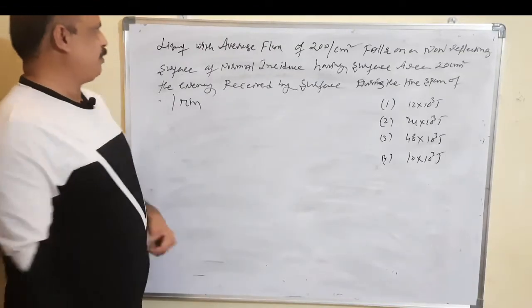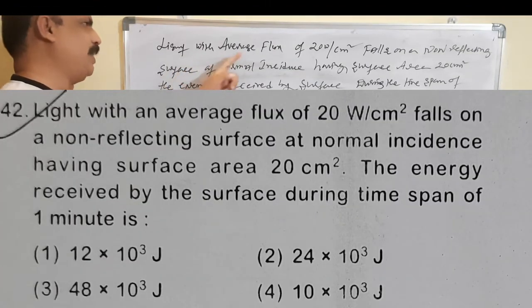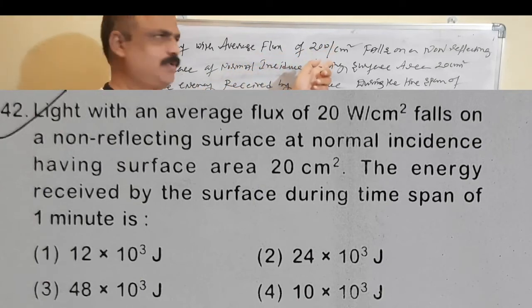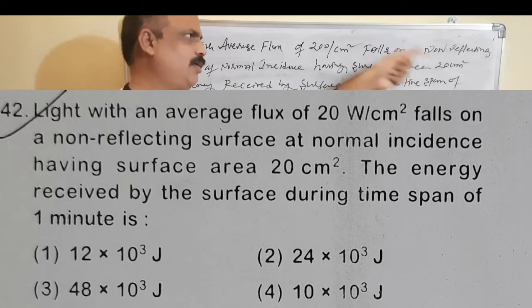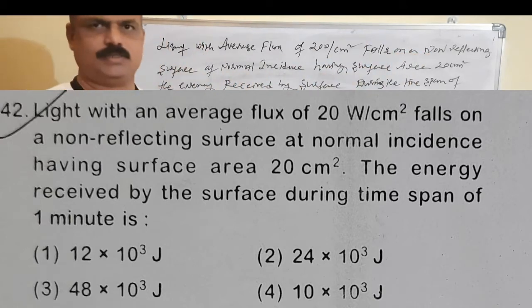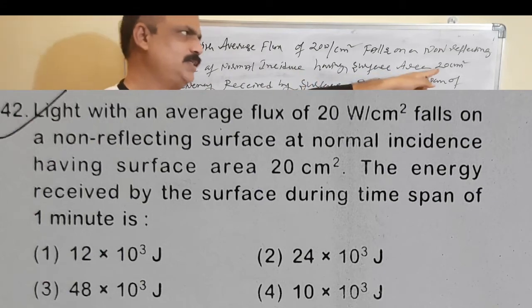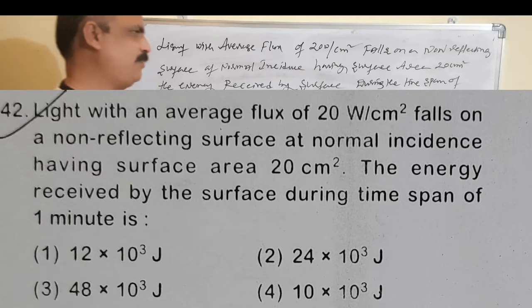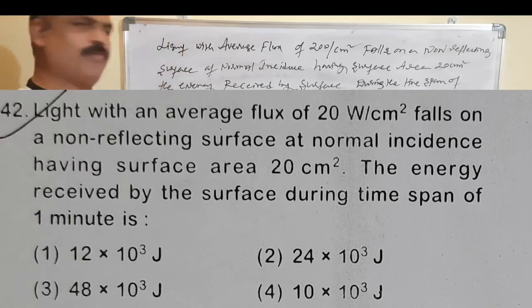So here is another problem. Light with average flux of 20 watts per centimeter square falls on a non-reflecting surface at normal incidence, having surface area 20 centimeter square. The energy received by the surface during the time span of 1 minute.